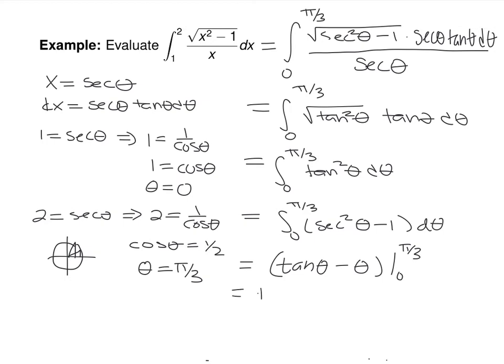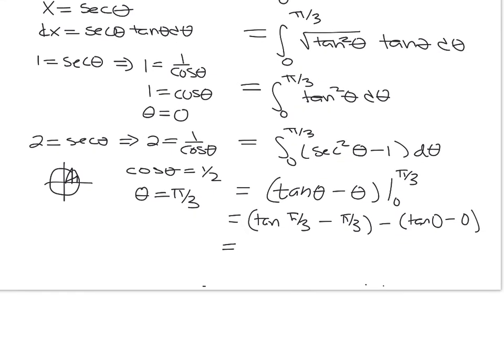So you're going to have tangent pi thirds minus pi thirds minus tangent of 0 minus 0. Now tangent of pi thirds is sine of pi thirds divided by cosine of pi thirds. Sine of pi thirds is root 3 over 2. Cosine of pi thirds is a half. And root 3 over 2 over 1/2 is just root 3. So our final answer is root 3 minus pi thirds.